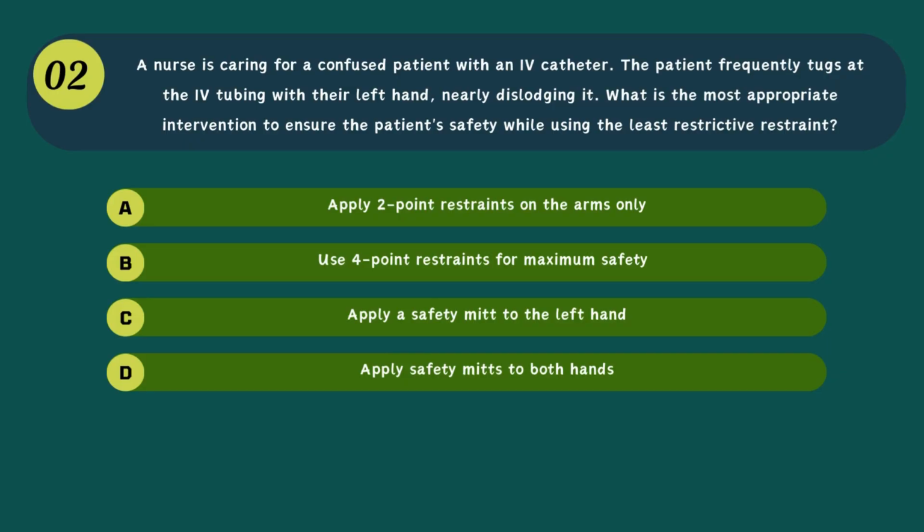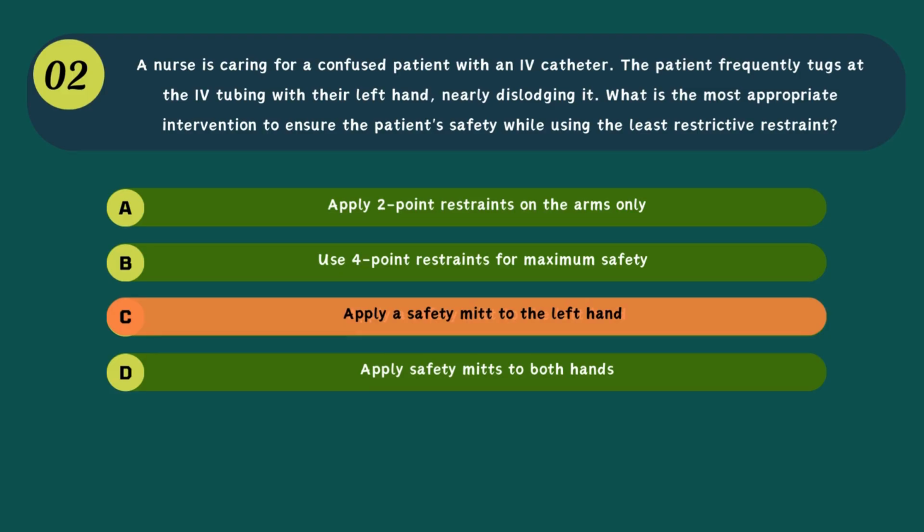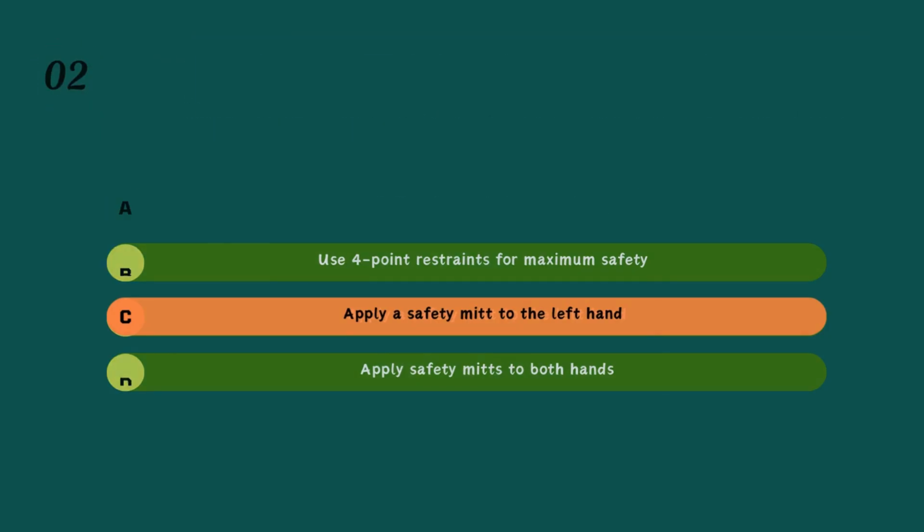A. Apply 2-point restraints on the arms only. B. Use 4-point restraints for maximum safety. C. Apply a safety mitt to the left hand. D. Apply safety mitts to both hands. Correct answer: C. Apply a safety mitt to the left hand.